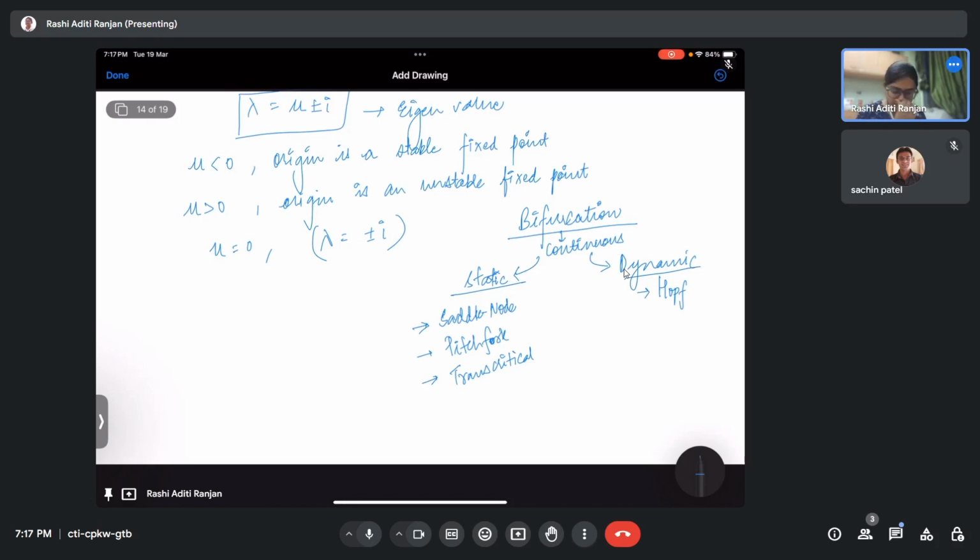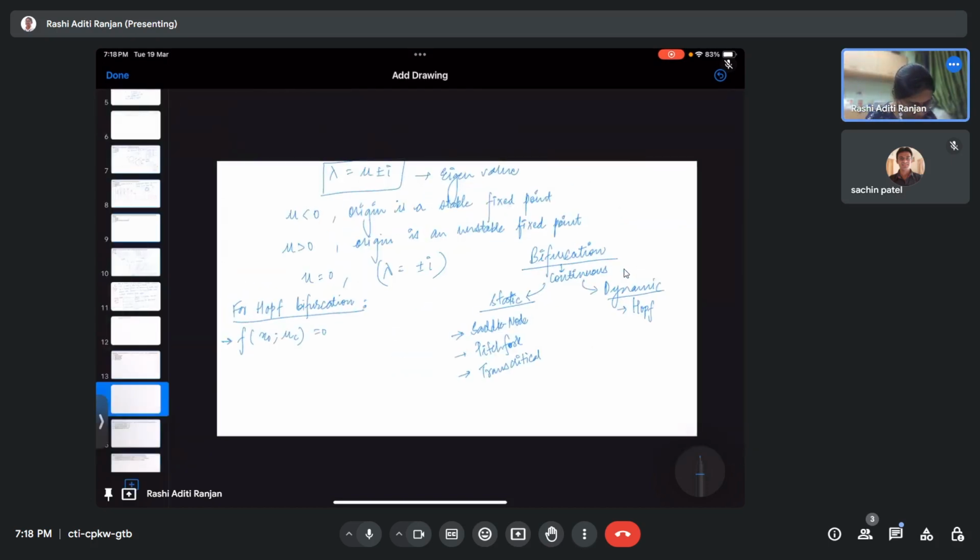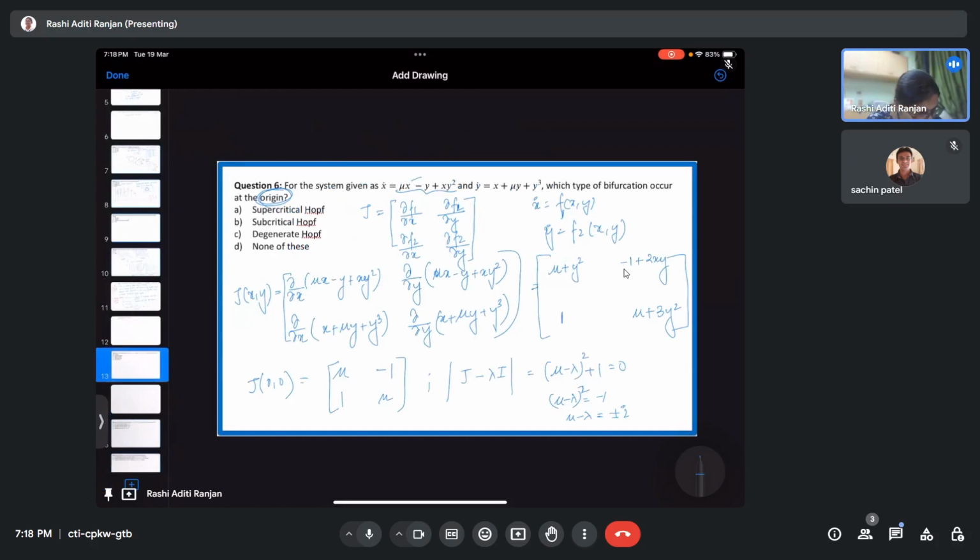So if you remember the conditions for Hopf bifurcation, the first condition was that f of x naught and that parameter mu c should be equal to 0. So if I see my equation, I have two equations. This is my f1 and this is my f2. I know that my x naught, which is my fixed point, is actually the origin, x equals 0 and y equals 0, and my mu is also equal to 0. My critical mu is 0.